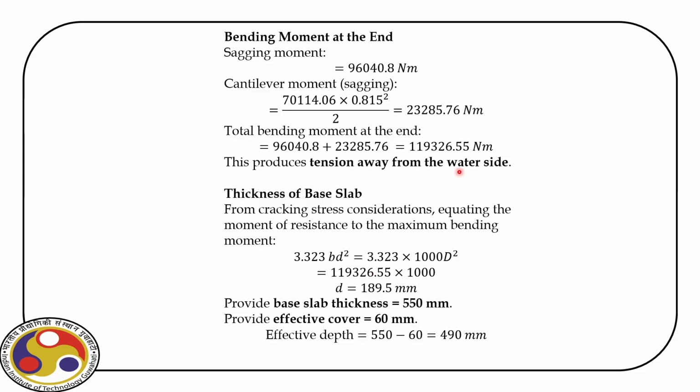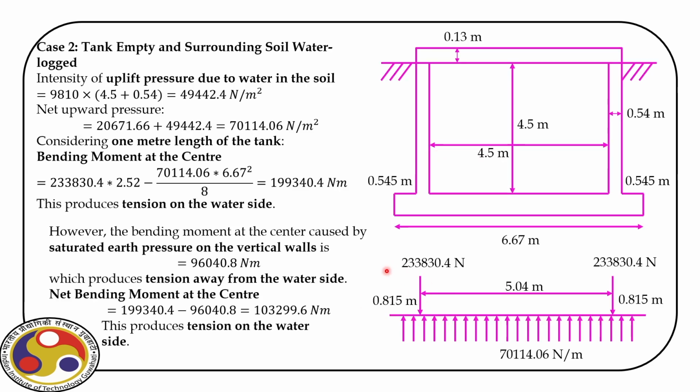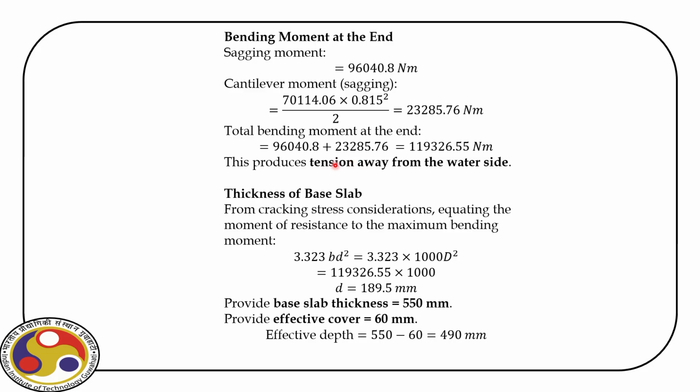Then again, bending moment at the end we have to figure out. This we evaluated earlier. So, for the cantilever section, we have cantilever moment which is 23,285 Newton meter. So, the total bending moment at the end is the summation of these two. Recall, here is the cantilever portion. So, that is the value of the bending moment, which is tension away from the water side.